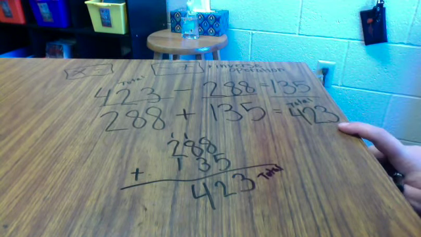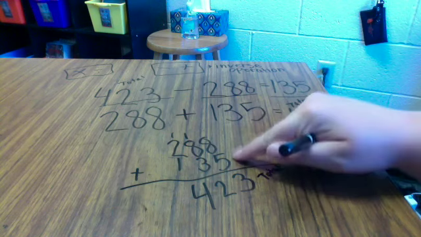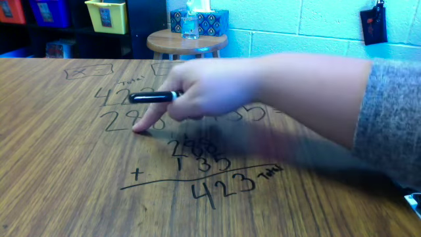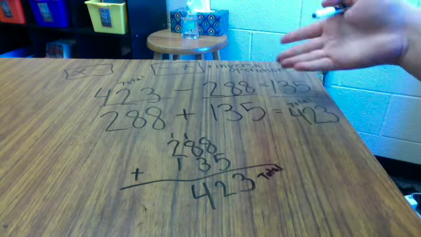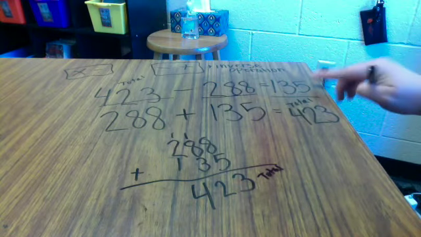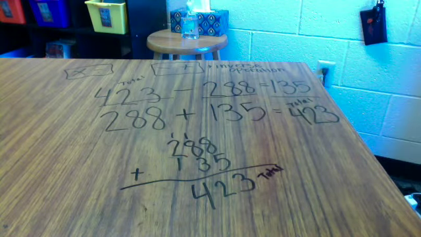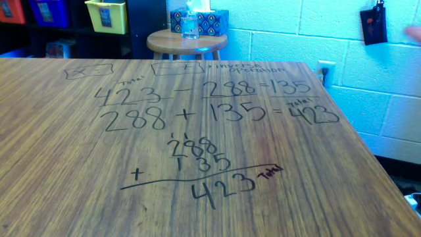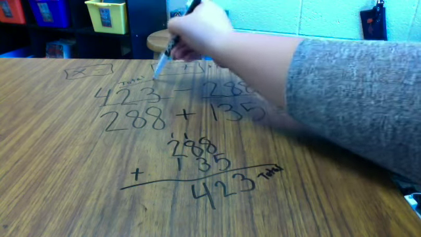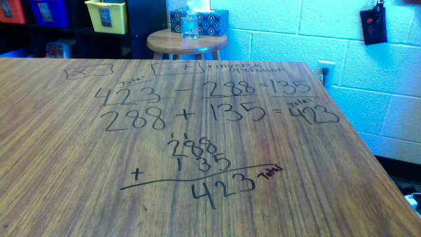I have 423. I have 135. I have 288. And I also have all of those same numbers in my subtraction problem. They're just in a different order because, of course, when I subtract, I start with my total. And when I add, I end with my total.